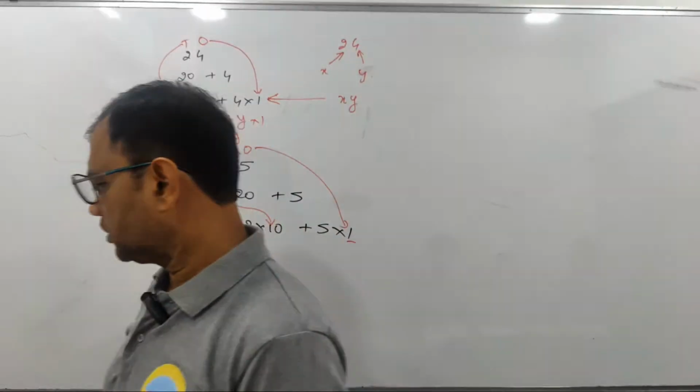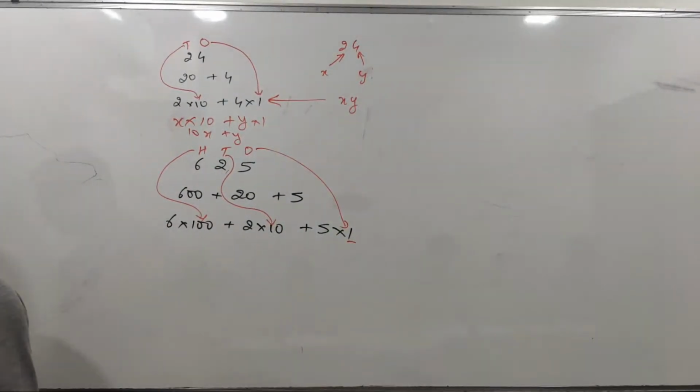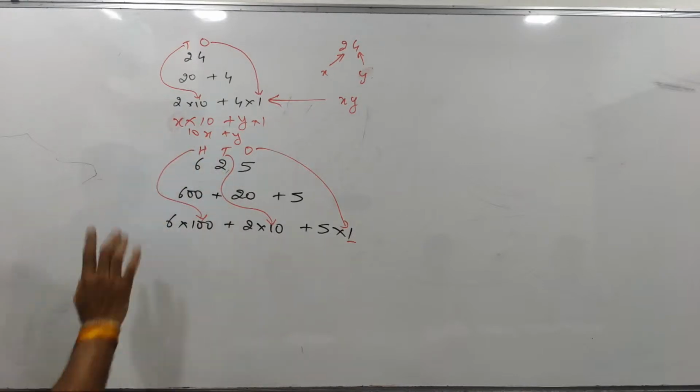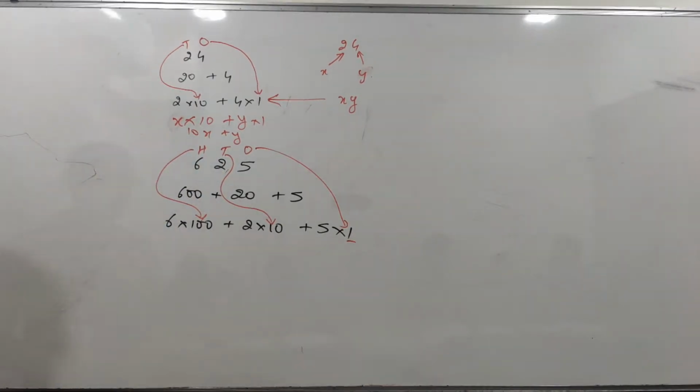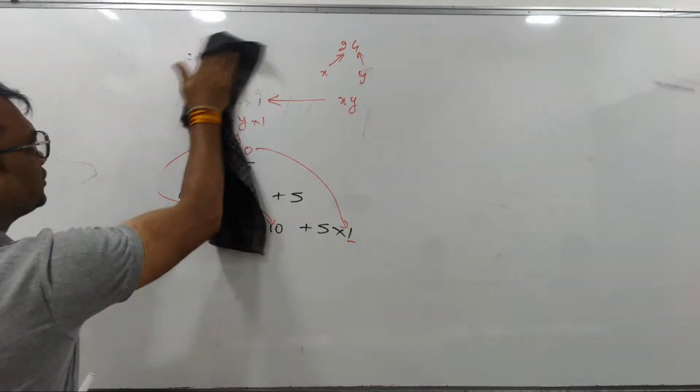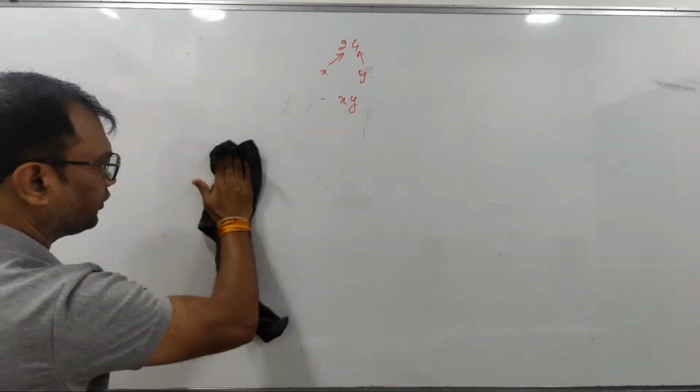So how are you going to do this? See here, now just remember that it will be 10x plus y. Okay, y we will eliminate. So we'll do it with 10x plus y. I hope this is clear to you. So whenever the question is about a two-digit number, you have to write it in this form.